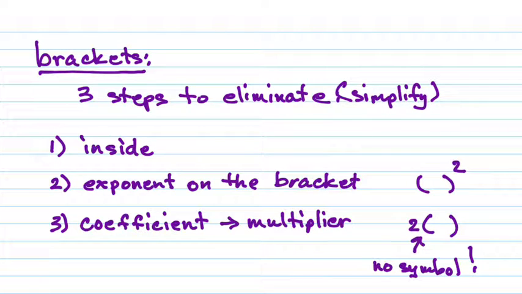There can never be a symbol between them if it's the coefficient. Unless, of course, sometimes they want to really enforce the fact that it's a multiplier. They may put a multiplication symbol there. But most of the time, it's just a number right next to a bracket. And so we can assume that if you have a number right next to a bracket, it always indicates multiply.